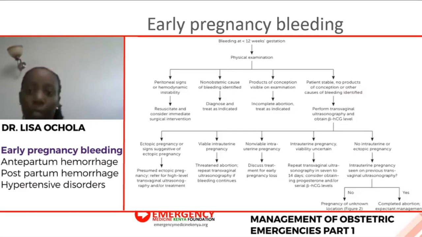So that's helpful. If the patient is stable, there are no products of conception seen, and there are no other causes of bleeding that have been identified, then you can do your scan and you also obtain a beta HCG level if you have access to that. So of course, when we're doing the scan, we're just trying to see, is it intrauterine pregnancy? Is it not an intrauterine pregnancy? Is it viable? Is it not viable? But in such cases, by the time you're doing all of this, you should have first stabilized your patient. That's the most important thing, okay?